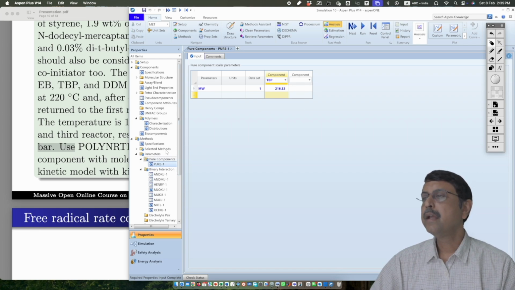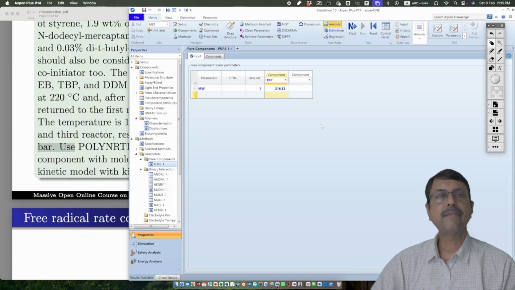Right? Now you can press next. Required properties inputs are complete, so you can run. Yes, the results are available. So property estimation is complete. We can go to the simulation.